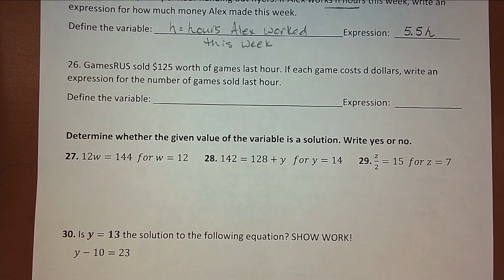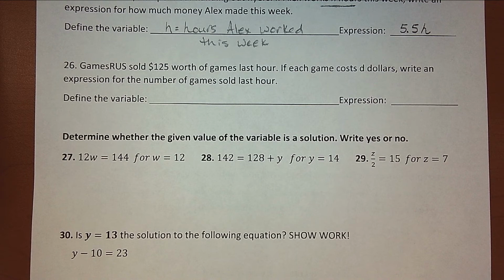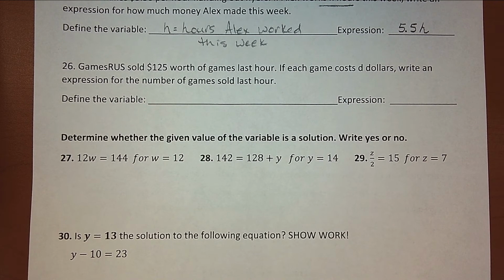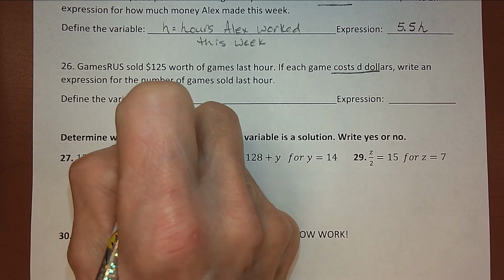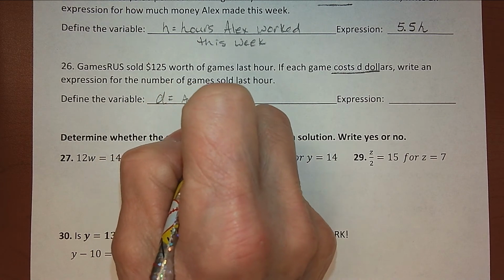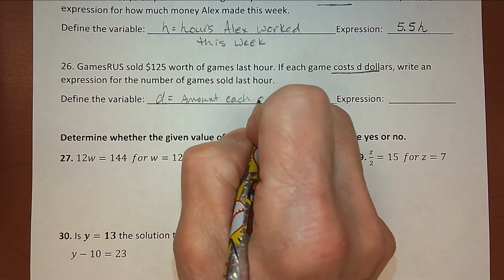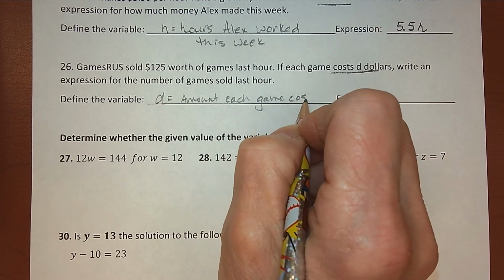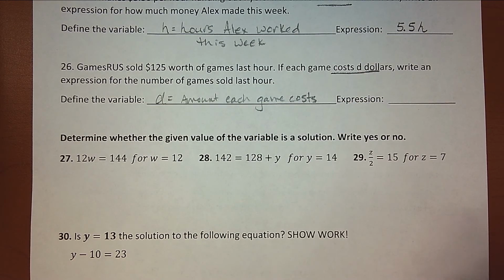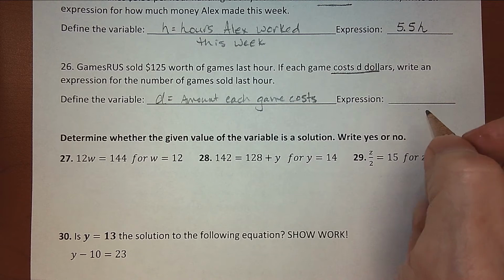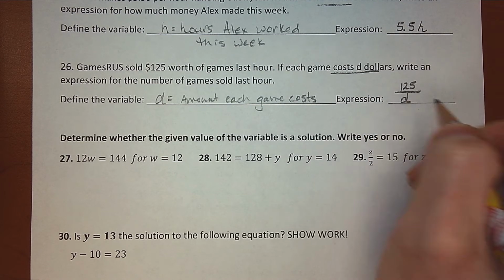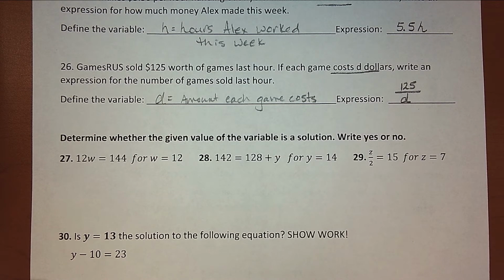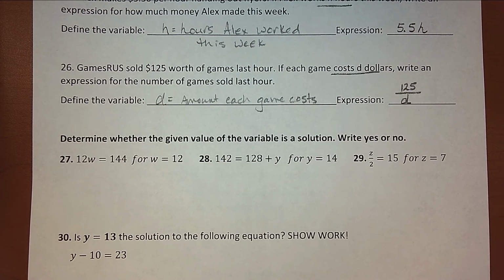Games R Us sold $125 worth of games last hour. If each game cost D dollars, write an expression for the number of games sold last hour. So the games cost D dollars. So D is the amount each game costs. In order to figure out how many they have sold, we're going to take 125 and divide it by how much each game costs, and that will give us the number of games that were sold.